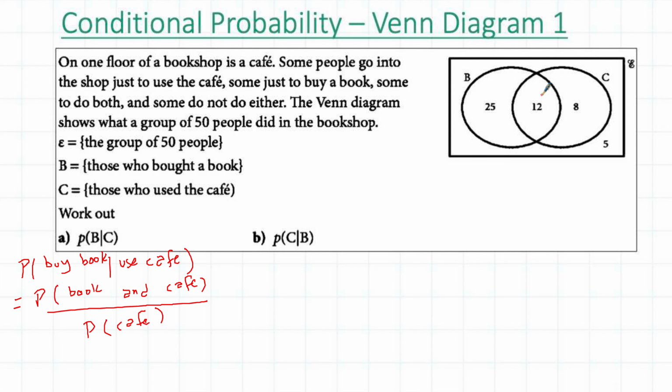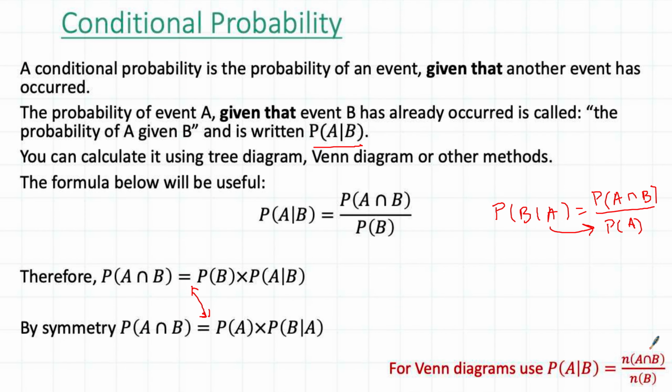So a book and a cafe would be 12, divided by the probability of them being in a cafe, which would be 20. Taking these values, you can do it formula-wise. The probability of a book and a cafe is 12 out of 50, since you have 50 people, and of being in a cafe is 20 out of 50. But if you notice, the denominators cancel out, so you end up with 12 over 20. That's why on the previous slide, for Venn diagrams, you can just take the number of A intersect B divided by the number in event B.